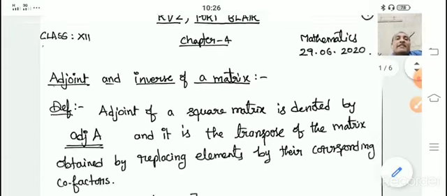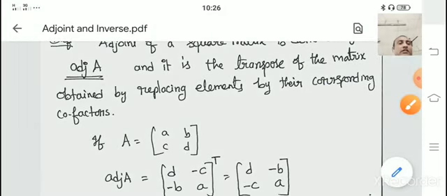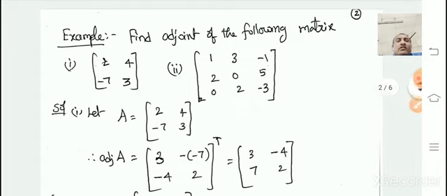The adjoint of a matrix is a matrix. It is the transpose of the matrix obtained by replacing elements by their corresponding cofactors. That is the definition of adjoint. Okay. Now, what is the use? Why are we finding this adjoint actually?